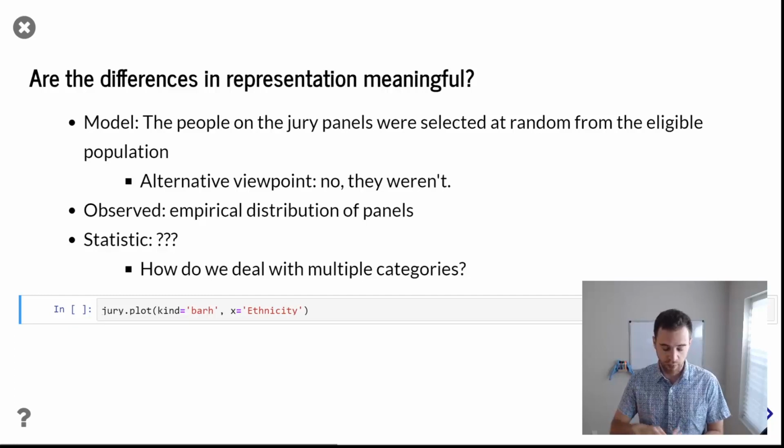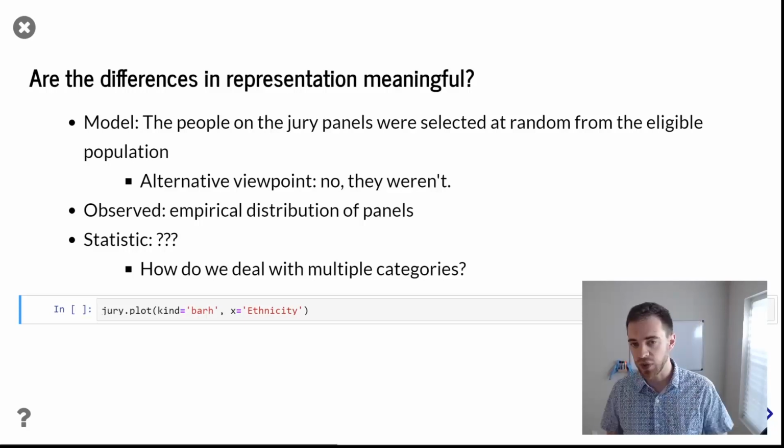So we'll come up with a model. Our model will be that the people on the jury panels were randomly selected from the eligible population. The alternative viewpoint is no, they weren't. There was some bias here. They weren't randomly selected.